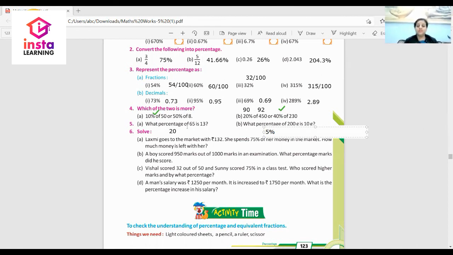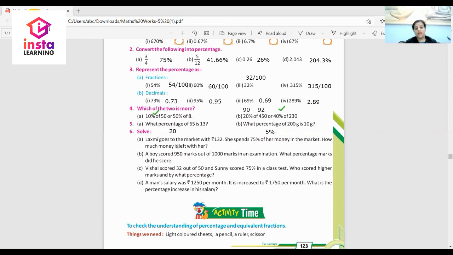Now it is asked which of the two is more, 10% of 50 or 50% of 8. So 50% of 8 is 4 and 10% of 50 is 5. So 5 is more. So just tick it. 20% of 450 is 90 and 40% of 230 is 92, so this is bigger. What percentage of 65 is 13? It is 20. Now, what percent of 200 gram is 10 gram? It is 5%.